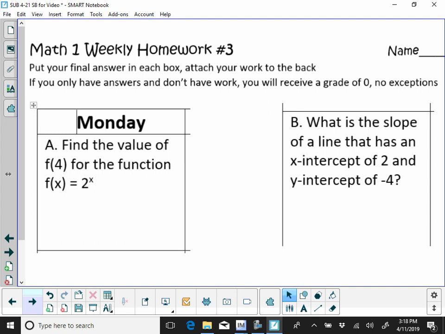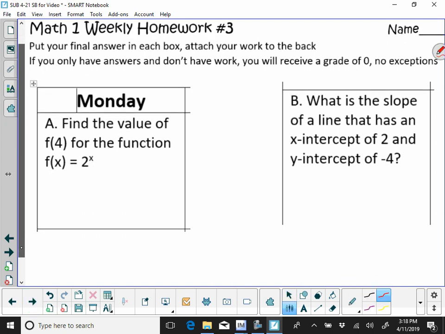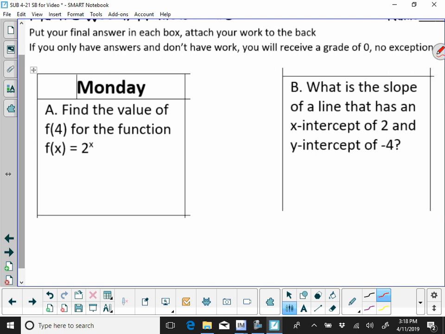All right, in addition to that, you're going to receive, remember, weekly homework number 3. It is due to me by next Thursday. The extra credit will start on Monday for that. But let me work out a few of these for you. Same thing goes for all the work and whatnot for this, okay?